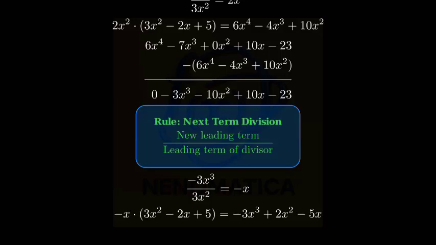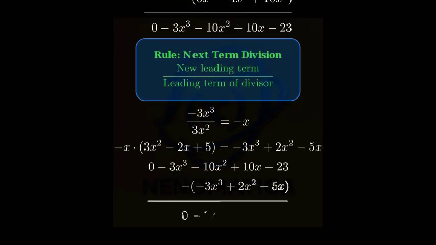Negative x times negative 2x equals positive 2x squared. Negative x times 5 equals negative 5x. Now, we subtract this result from our current remainder. Negative 3x cubed minus negative 3x cubed equals 0. Negative 10x squared minus positive 2x squared equals negative 12x squared. 10x minus negative 5x equals 10x plus 5x, which is 15x. Negative 23 stays the same.